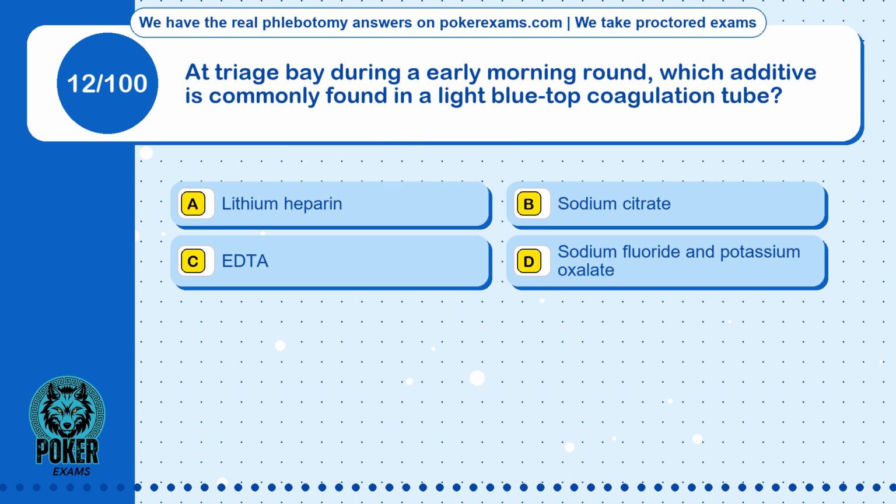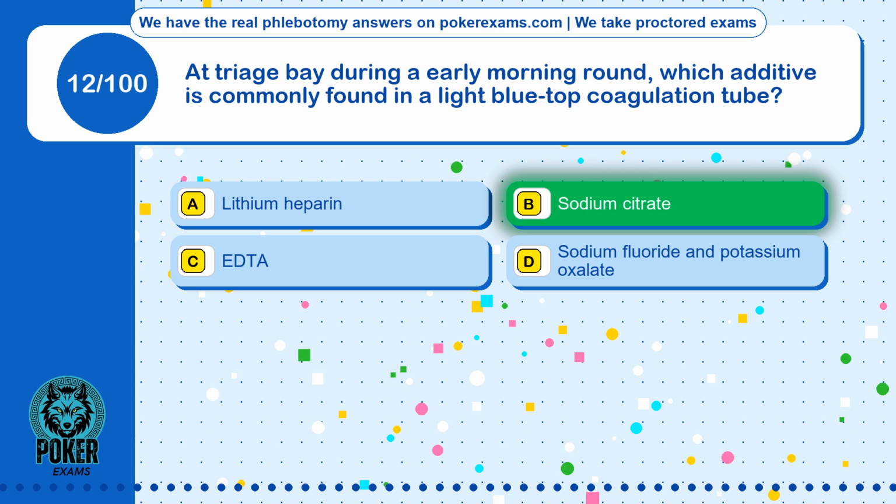Question 12. At triage bay during an early morning round, which additive is commonly found in a light blue top coagulation tube? Option A, lithium heparin. Option B, sodium citrate. Option C, EDTA. Option D, sodium fluoride and potassium oxalate.